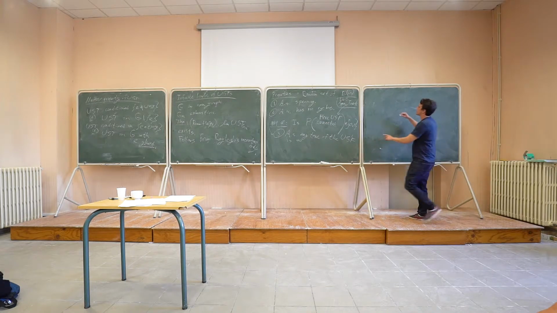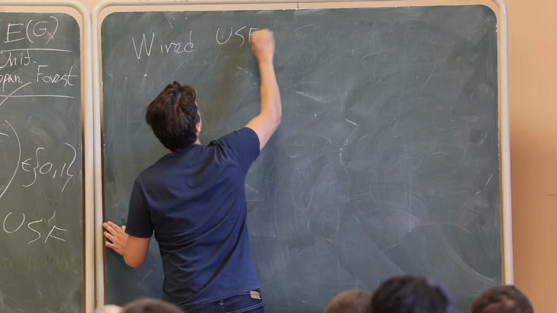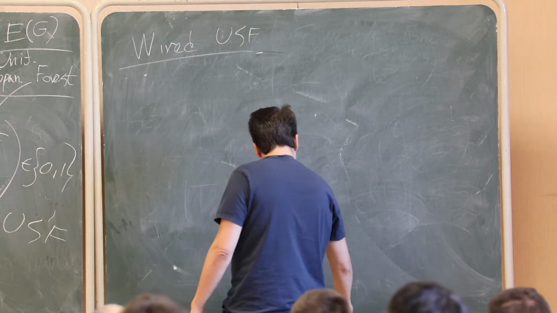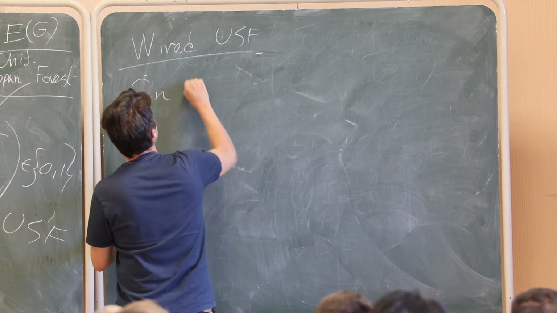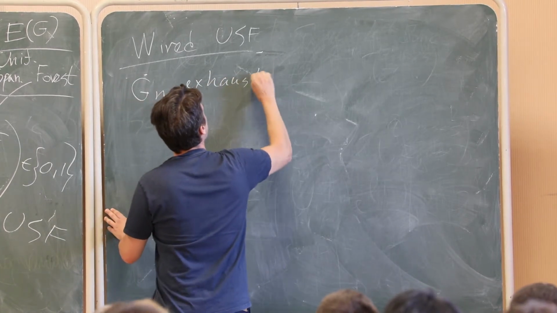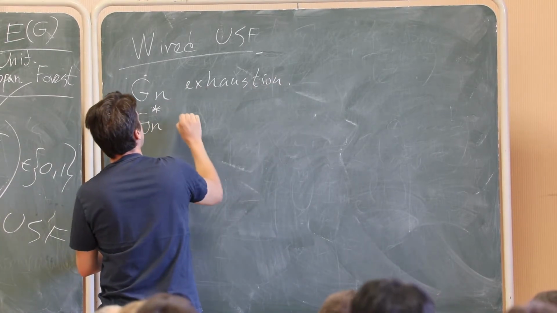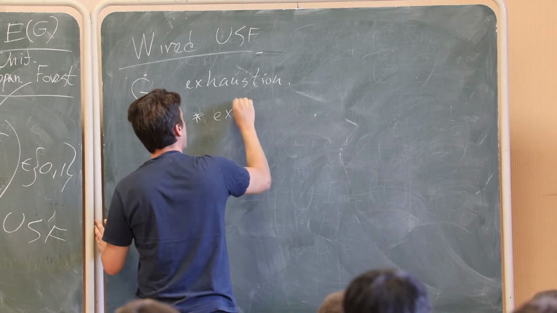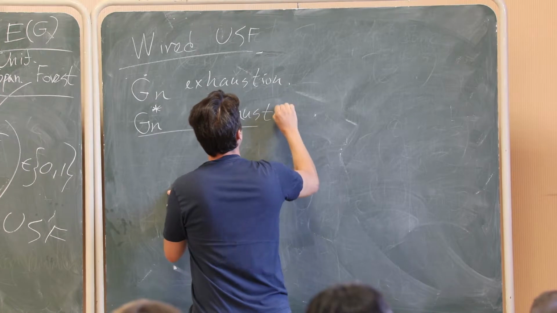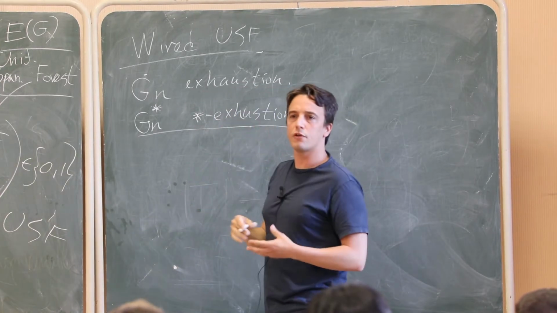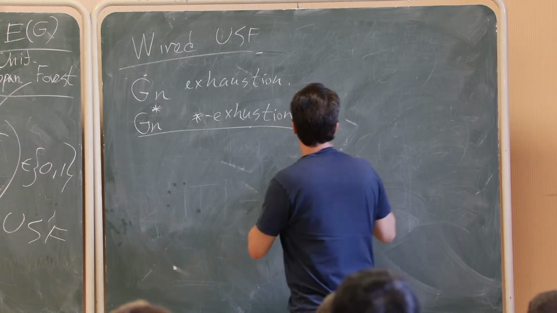All right, so let's discuss the wired uniform spanning forest. Again, G is an infinite graph, Gn is an exhaustion. I call Gn star a star exhaustion. So this is a definition. It's not exactly an exhaustion of the graph because Gn star is not a subgraph of the infinite graph.